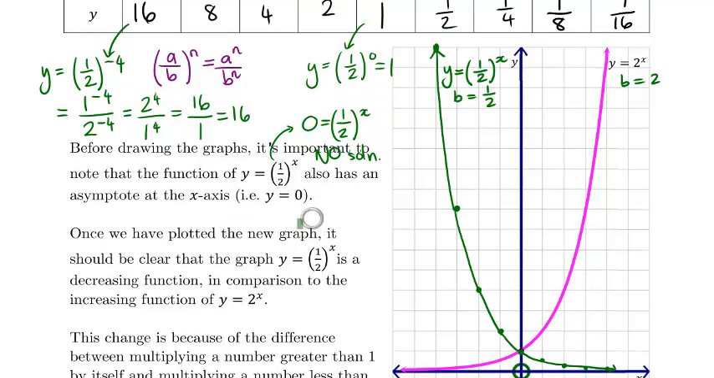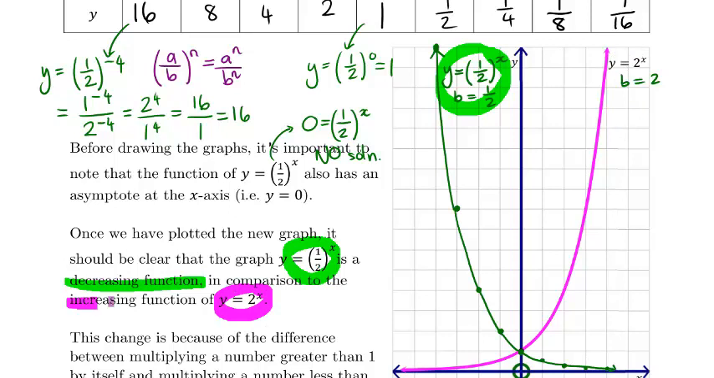Now, once we have plotted the new graph, it should be clear that the graph y equals a half to the x is a decreasing function in comparison to the increasing function of y equals 2 to the x. Check it out, guys. As x gets bigger, y gets smaller for y equals a half to the x. In comparison, for y equals 2 to the x over here, that's an increasing function. Y is going up as x goes up. So that's a major change.